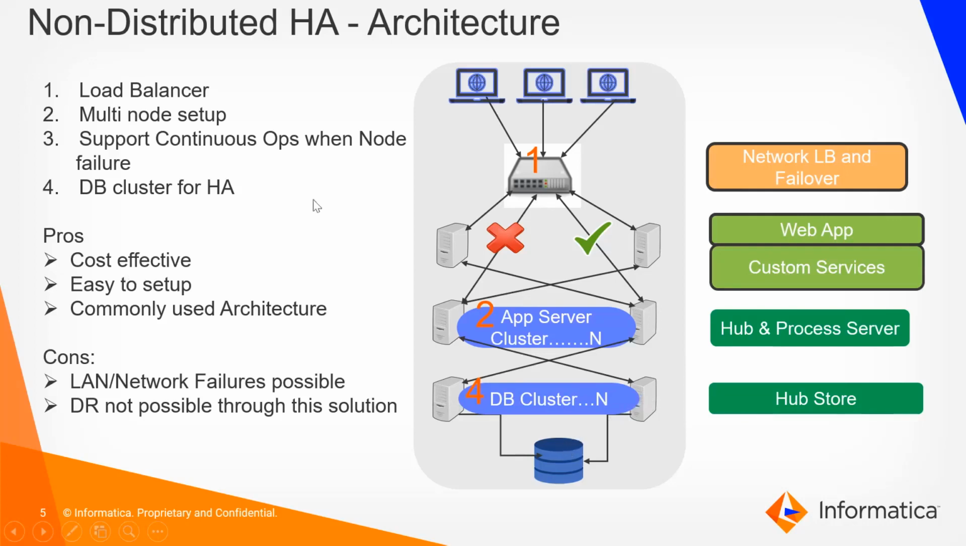Now the pros: it's very cost effective, easy to set up, and it's the most commonly used architecture. The cons: if a failure occurs, there is a possibility of a single point of failure at the network layer, or if a LAN failure occurs, then this solution doesn't remain highly available anymore, because though we have multiple nodes, since there is a chance of a single point of failure, the MDM services will not be accessible. The DR setup is not possible through this particular solution.